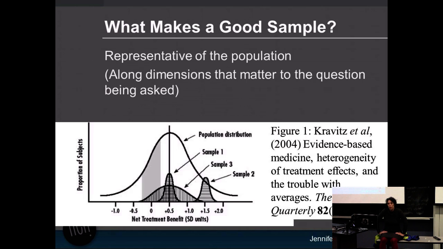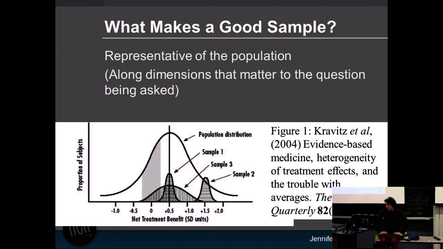So here's an example, a really interesting story about what makes a good sample. Here you can see 3 possible samples and a population distribution. This is from a study on evidence-based medicine that is arguing why several of these samples are not very representative of how effective a medication is.